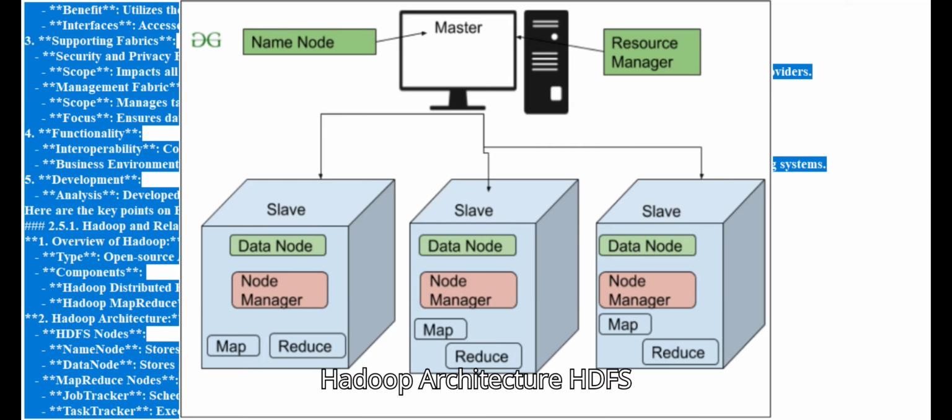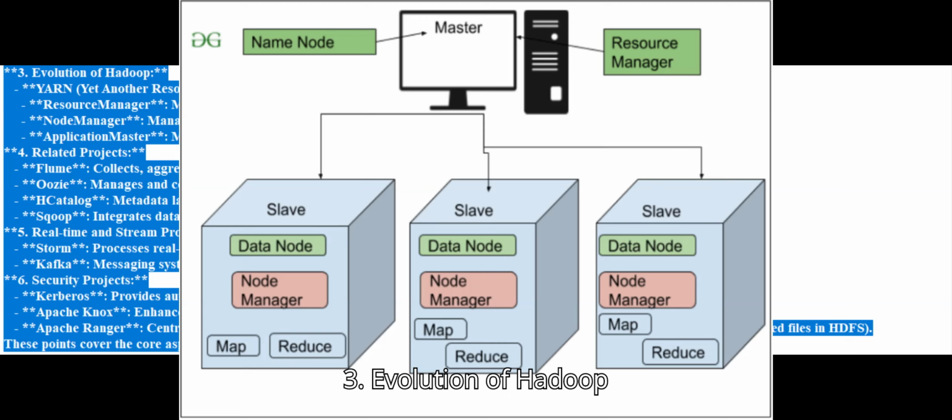2. Hadoop architecture. HDFS nodes. Name node stores metadata about data blocks and nodes. Data node stores actual data blocks. MapReduce nodes. Job tracker schedules and distributes tasks. Task tracker executes tasks.